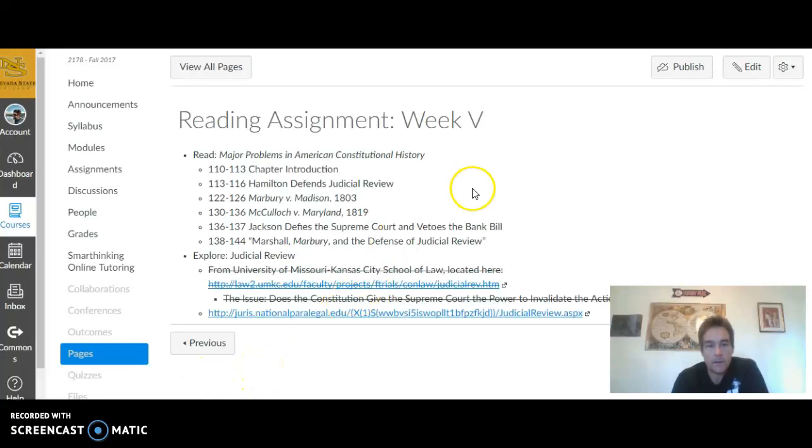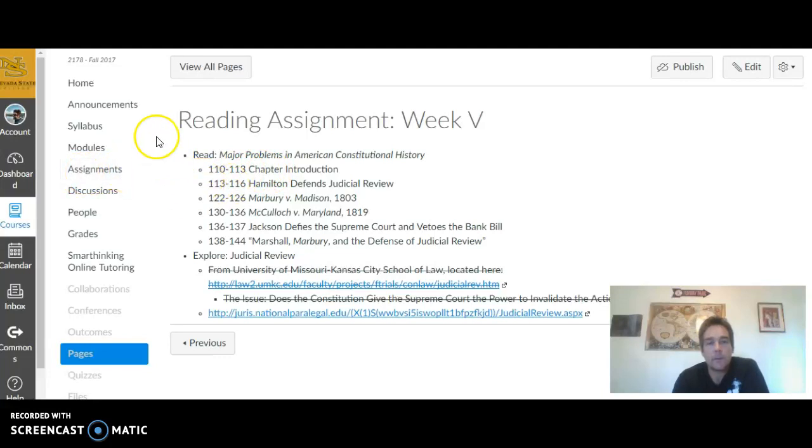Okay, just thought I'd touch base and talk a little bit about the reading assignment for this week, week 5. We're talking about judicial review. You're actually reading a couple of Supreme Court decisions from the early 19th century. So read the chapter introduction.